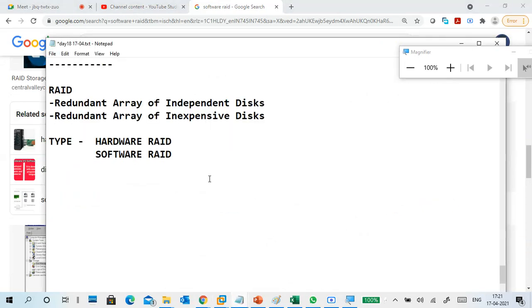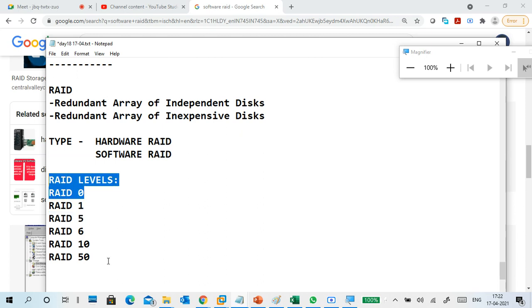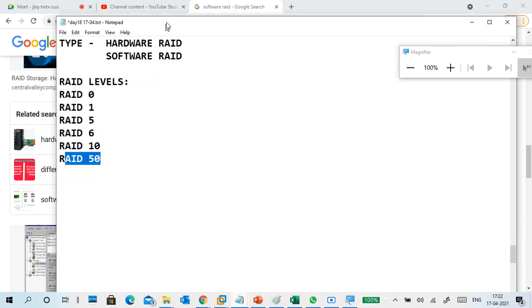There are some applications that may support software RAID. RAID has levels, called RAID levels. What are the levels? RAID 0, RAID 1, RAID 2, RAID 3, RAID 4, like that. RAID 1 and RAID 5 are the most used levels. And there are combination levels also: RAID 10, RAID 50. A combination of RAID 0 and RAID 1 is RAID 10. A combination of RAID 5 and RAID 0 is RAID 50.